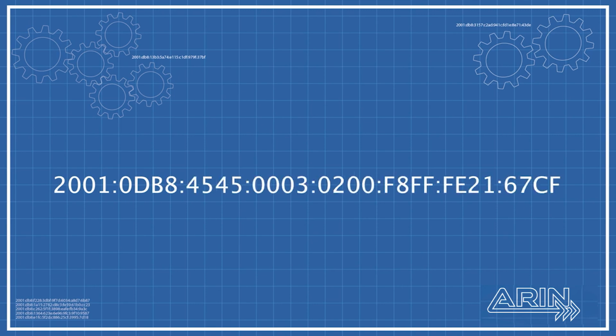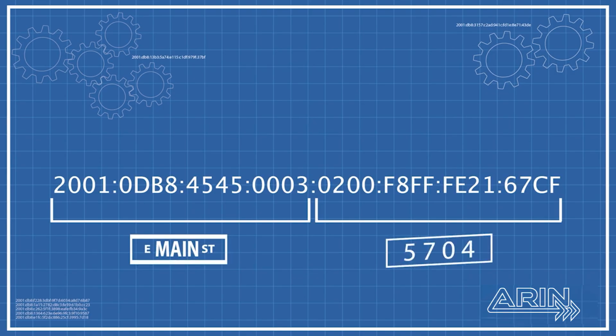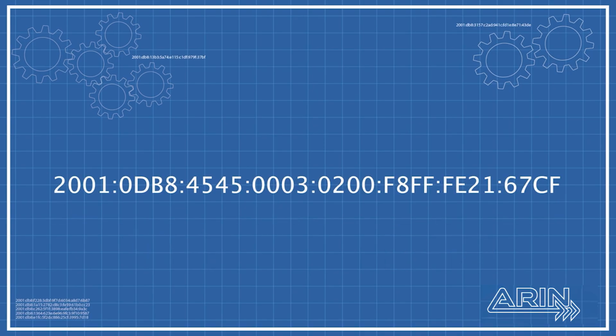You might find that IPv6 addresses are hard to understand, particularly if you're used to looking at IPv4. Let's take a moment to break it down. Most of the time, an IPv6 address is split 50-50 between the network address on the left side and the host or interface ID on the right side. If this were a mailing address, the network address would be the street name, and the interface ID would be the house number.